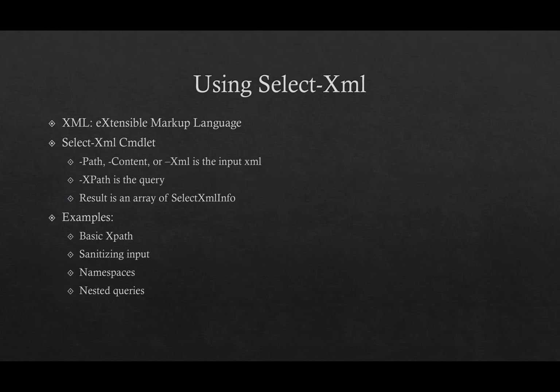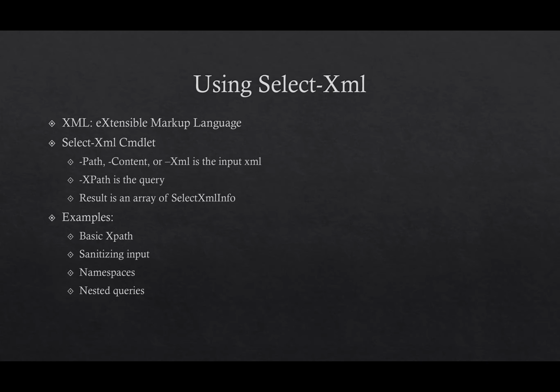So in this video, I'm going to go over, first of all, what XML is. XML stands for Extensible Markup Language. It is a text-based format for representing data, and that data is hierarchical, so it is sort of a tree-like structure. So I'll go into an example of an XML file and various examples of querying that using the Select-Xml commandlet.